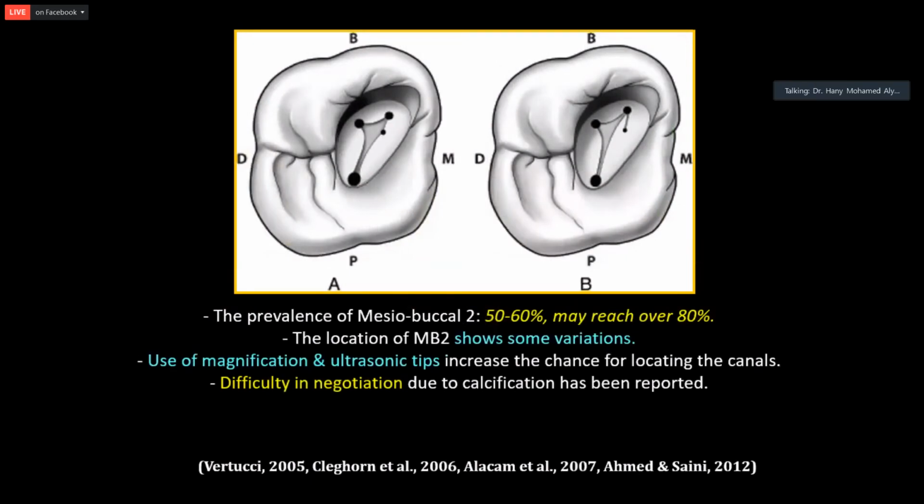As we know, mesiobuccal 2 is a challenging canal which is located in the mesiobuccal root, and its prevalence may reach up to 80 or 90%. However, many times it's missed because it is very small or sometimes it's a very challenging canal.